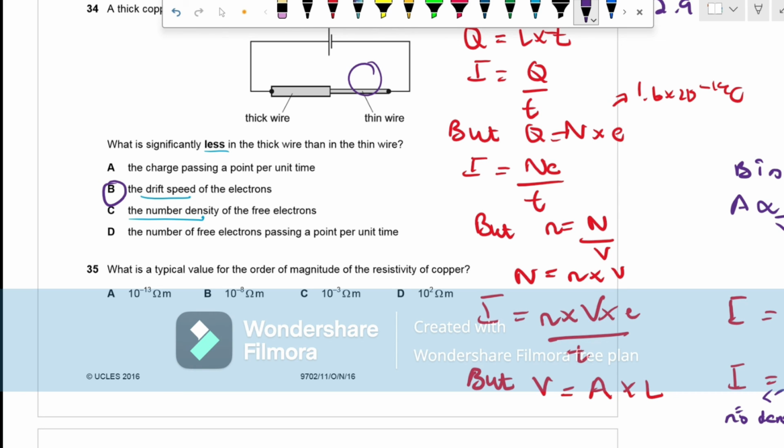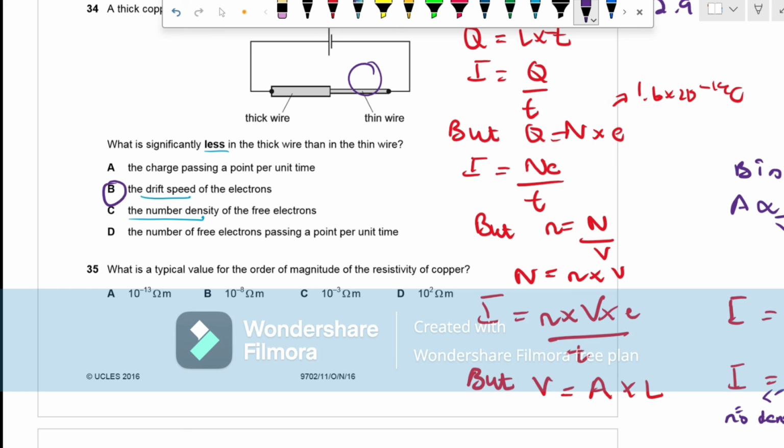It's like 10 to the power of -8. Google it online. If you're going to Google what is the resistivity of copper, it's going to pop up. It's going to be 10 to the power of -8. So as a student, if you just know it at the back of your head, that the resistivity of copper, most metals also range in that range, you can be able to solve it.